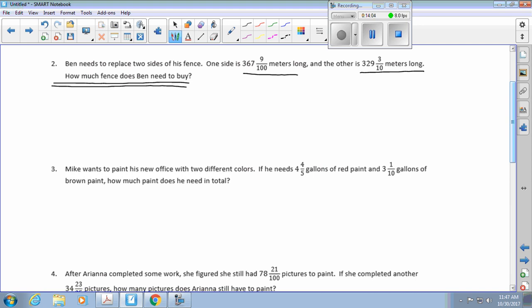So, you're going to either say sum or difference. On the count of 3, are we finding the sum or difference? Ready? 1, 2, 3. Let's try that again. Ready? 1, 2, 3. Sum is correct. All right, so 367 and 9 hundredths plus, finding the sum is adding, 329 and 3/10.